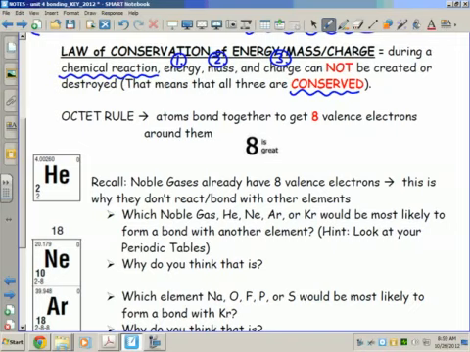What that means is that energy can be gained or lost. It can be a reactant or a product. It can enter the system or leave the system, but it can't be created by the system. It can't just appear out of nowhere and it can't disappear.